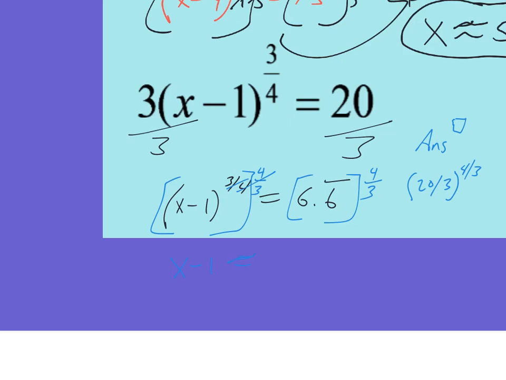And again, I keep writing this equal sign here. I'm going to put an approximately equal to. So that raised to the 4/3. Let's see, so we have 20 divided by 3 raised to the 4/3 is approximately 12.55. And then finally, I'm going to add the 1 to both sides. So I have x is approximately 13.55. Again, very difficult without a calculator in this case. But there's our answer of 13.55. And again, we can put that back into the equation if we wanted to check it.